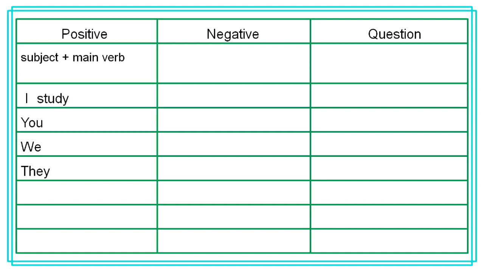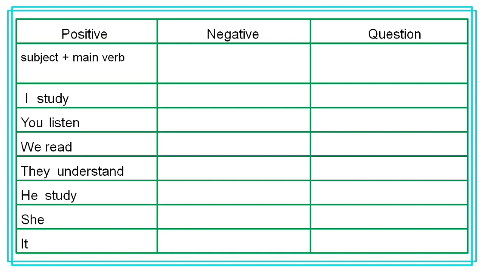I study. I study English twice a week, for example. You listen. We read. They understand. For he, she, it, and other singular subjects, add s, es, or ies at the end of the verb.